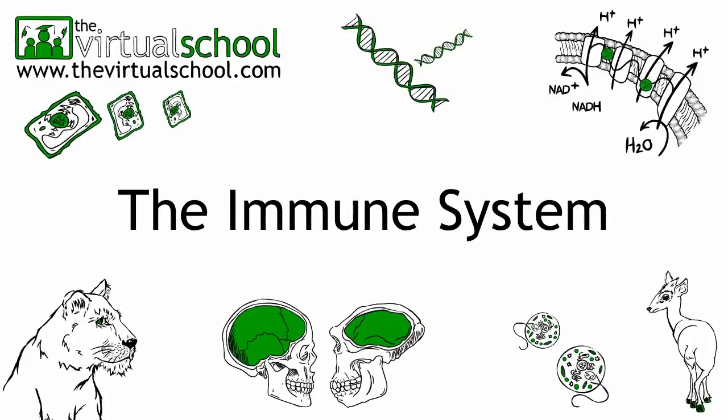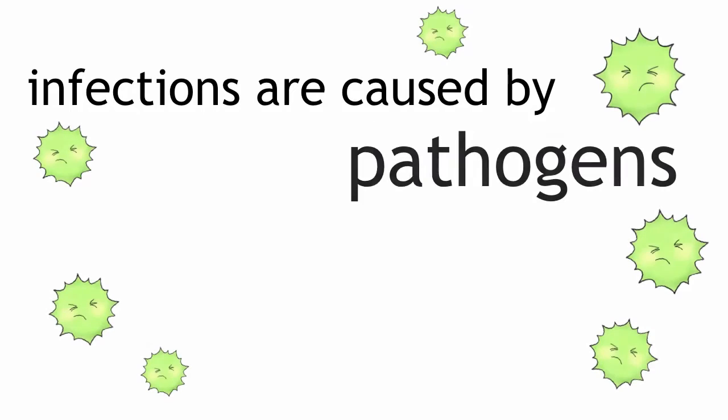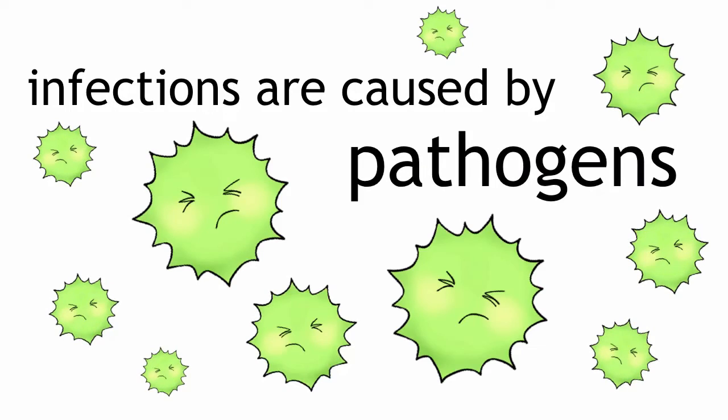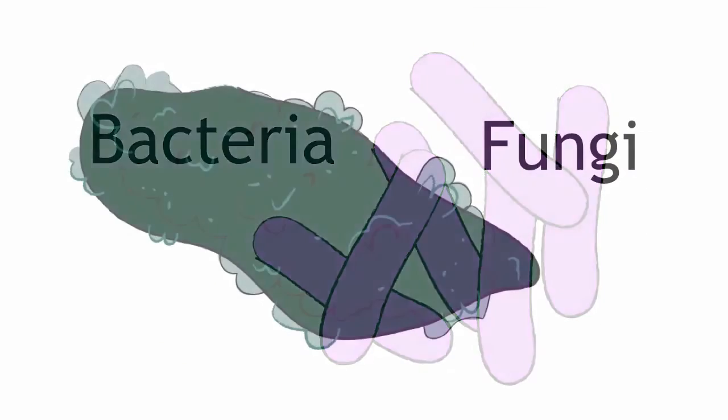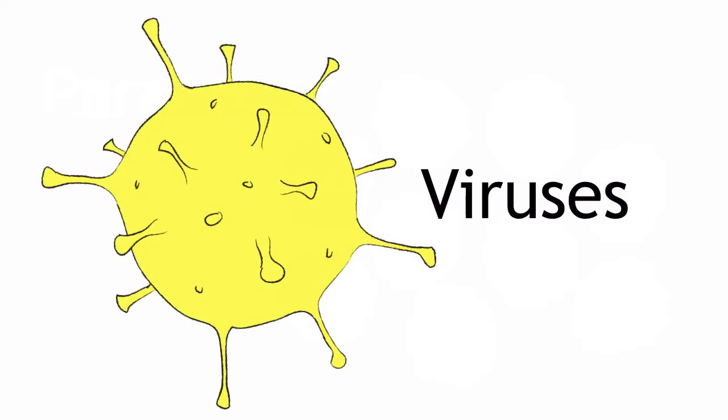The main function of the immune system is to prevent the development of disease caused by infection. Infections can be caused by a wide variety of pathogens, including bacteria, fungi, parasites such as malaria, and viruses including influenza and the common cold.